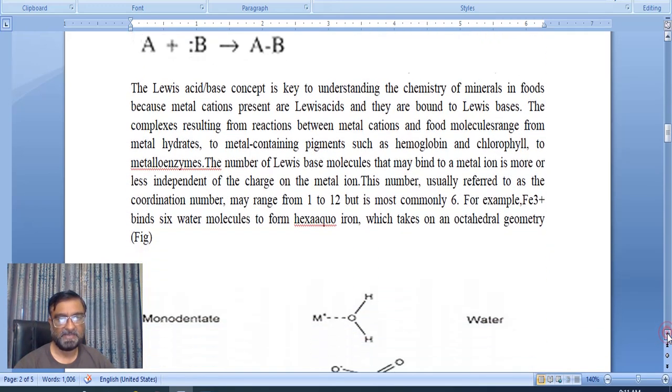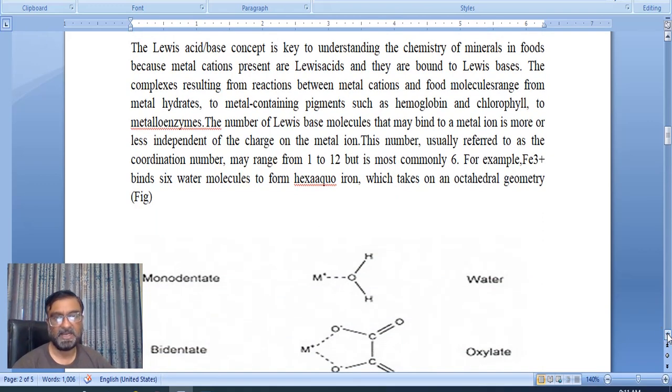The Lewis acid-base concept is key to understanding the chemistry of the minerals in food, and it is based on electrons. Metal cations present are Lewis acids and they are bound to Lewis bases. The complexes resulting from reactions between metal cations and food molecules range from metal hydrates, where the metal reacts with the water molecule, to metal-containing pigments.